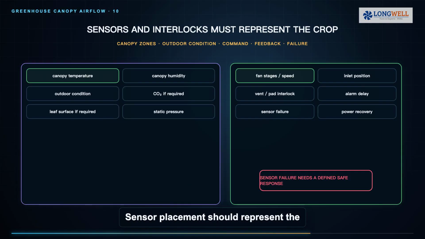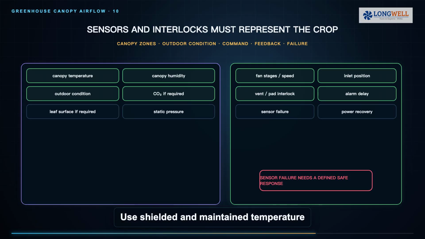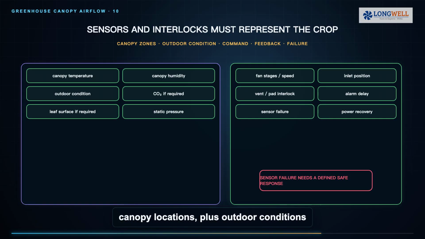Sensor placement should represent the crop, not just the control cabinet. Use shielded and maintained temperature and humidity sensors at meaningful canopy locations, plus outdoor conditions and any required carbon dioxide or leaf surface measurements. Define fan stages or variable speed commands, inlet position, vent and pad interlocks, alarm delays, sensor failure behavior and recovery after power loss.